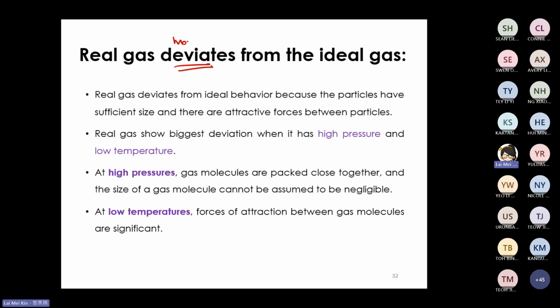Deviates means move far from. So real gas becomes far away from ideal gas. It becomes more like a real gas when it has high pressure, because at high pressure the size of the gas particles cannot be negligible. And at low temperature, the force of attraction becomes significant, we cannot ignore it anymore. But we have already put this on the whiteboard just now.